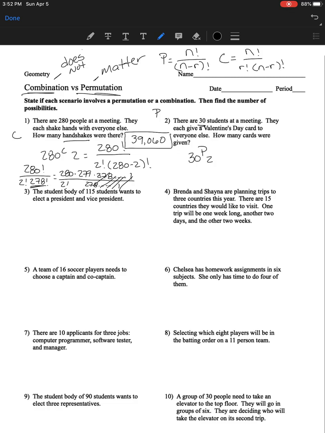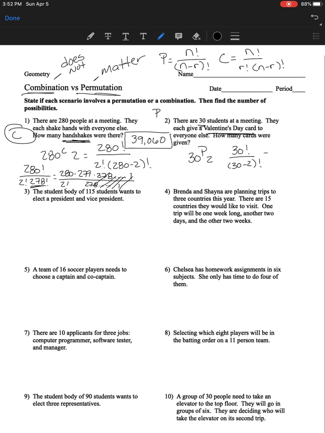I really hope you guys are listening to this, because if you get a handshake question, it's a combination. If you get a gift question or a Valentine's Day card question, it's going to be a permutation. So really make sure that you pay attention when you get those problems. So 30 factorial, and then on the bottom, 30 minus 2. Okay.